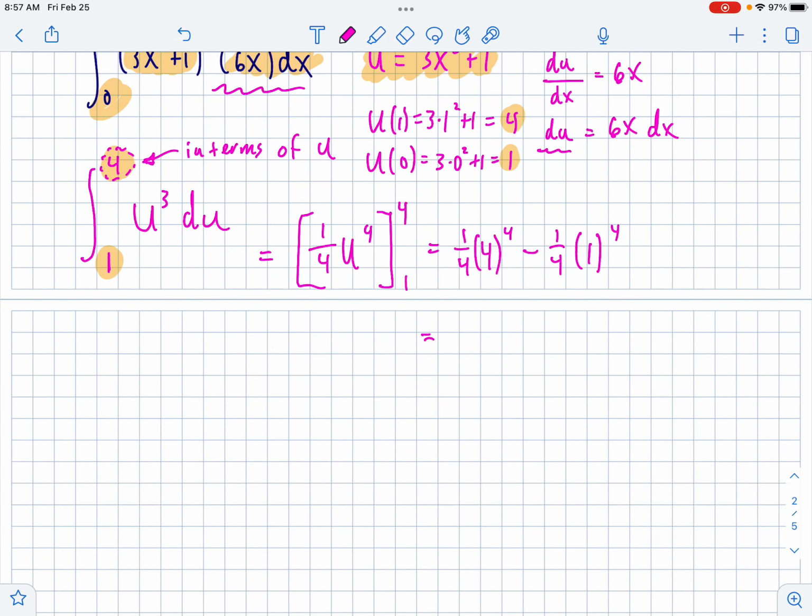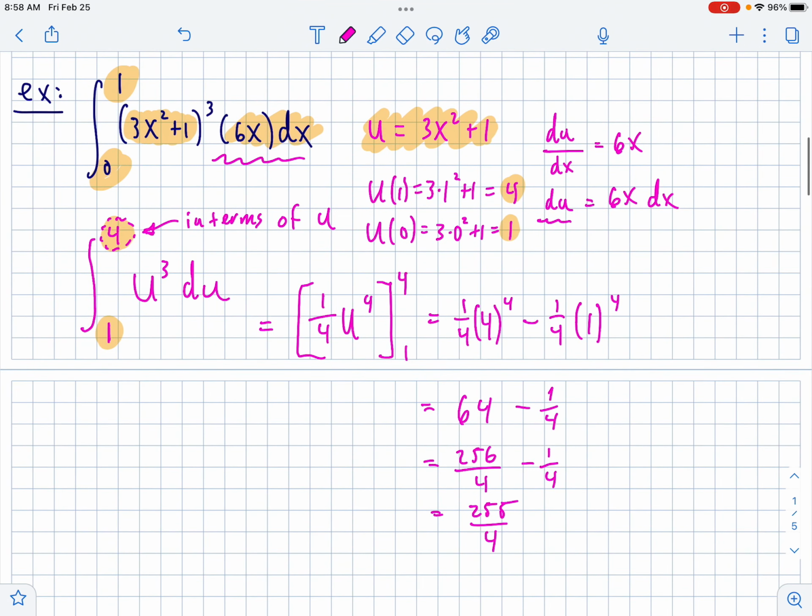Now if I start to clean that up, 4 to the 4th, what is that, 64? No, it's bigger, 256. So 256 divided by 4 is 64. So this whole thing is 64 minus 1/4, because 1 to the 4th is just 1. Then 64 in terms of fourths is 256 quarters, minus 1/4 is equal to 255 quarters. Make sure the book agrees. They do. Sweet. So that's your answer.